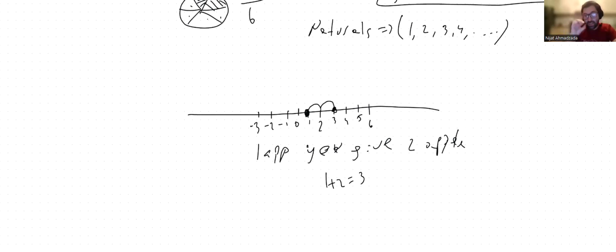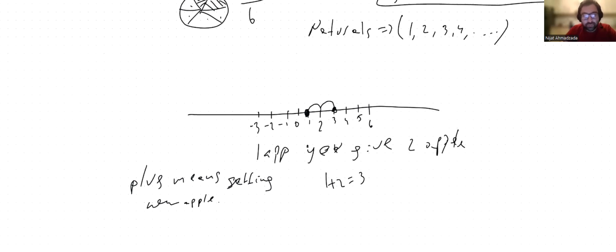What it means essentially is that plus means getting a new apple. Plus means getting new apples. And on this line, we are going to go to the right, right? Because I'm getting new apples, it's getting better, everything is positive, so I'm going to the positive side. I have one apple, I went one side, I went two side, that's why I have three.